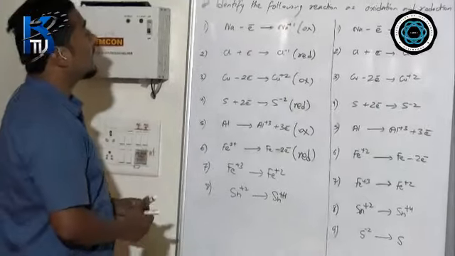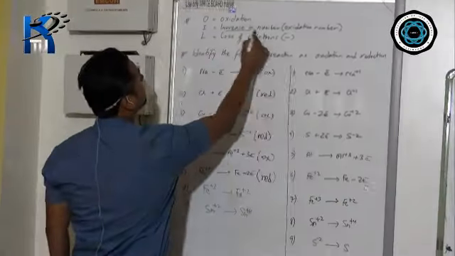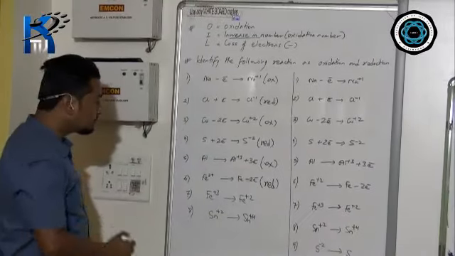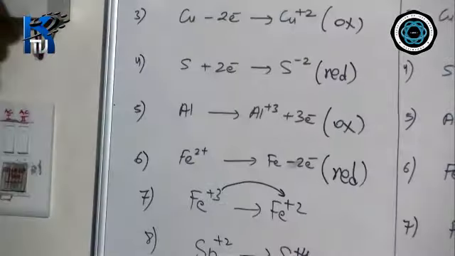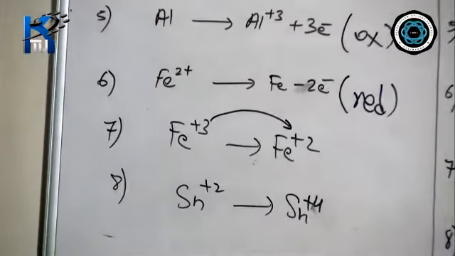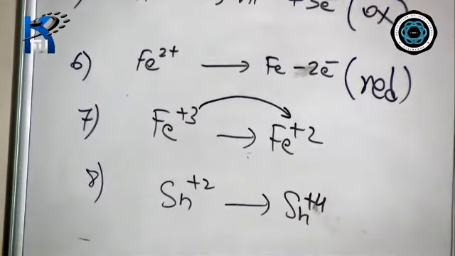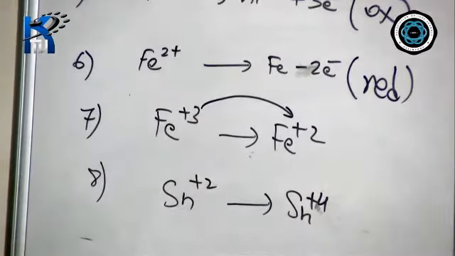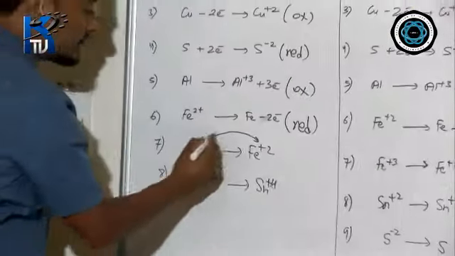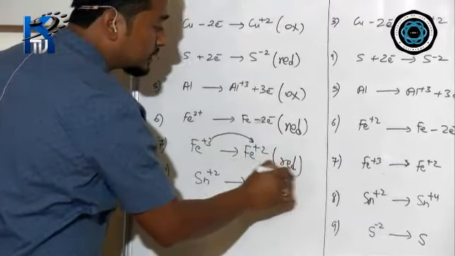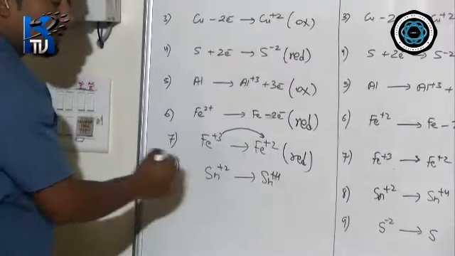So there we take the help of increase or decrease in number. Now look here: this is plus 3, and here is plus 2. That means from plus 3 to plus 2, is there an increase in the number or a decrease? I guess it is a decrease in the number. And if increase means oxidation, then decrease has to be what? Reduction.